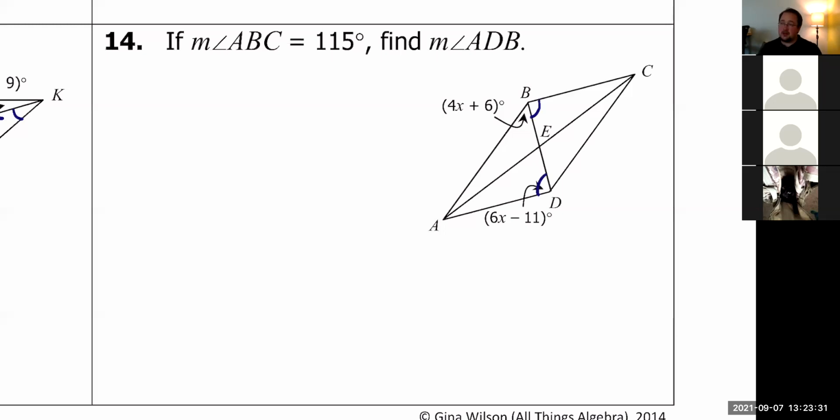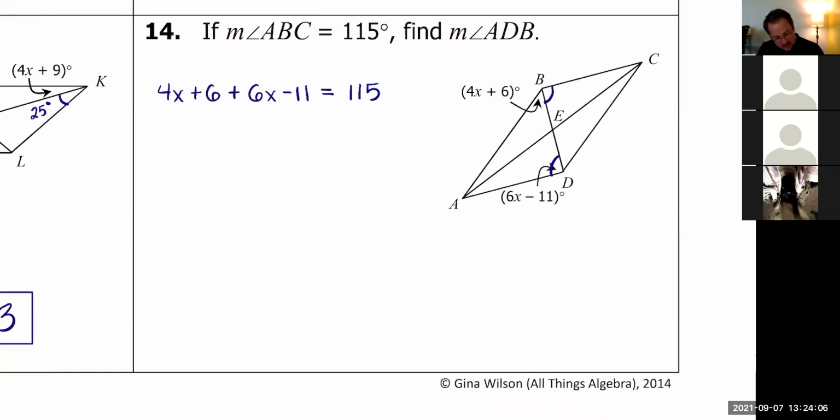Now, I'm not going to solve this one all the way through, but I will give you something to get started, and I will give you the answer. If you have both parts of that big angle, and you know the overall measure of that big angle, that must mean then that the 4x plus 6, which is part of it, plus the 6x minus 11, which I know is that other part of that big angle there at the top, since they're alternate interiors, should equal the whole angle of 115.